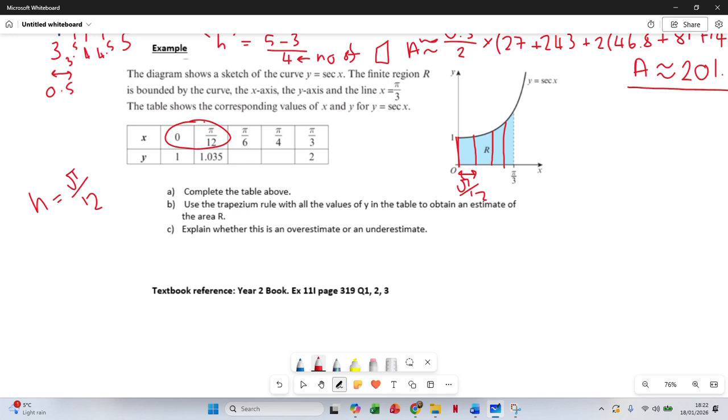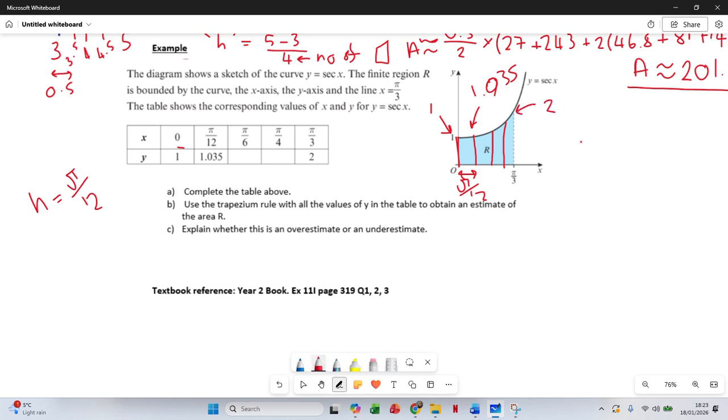So, as I say, we just substitute in our x values to get the heights. So this has a height of 1, which we can see there. That has a height of 1.035, because that's what you get when you substitute in pi over 12 into y is equal to sec x. You can check that by putting it in on your calculator. And then this pi over 3 here would have a height of 2.